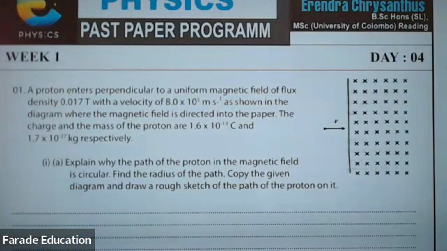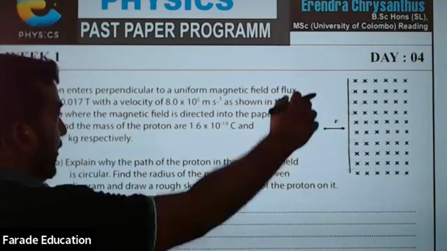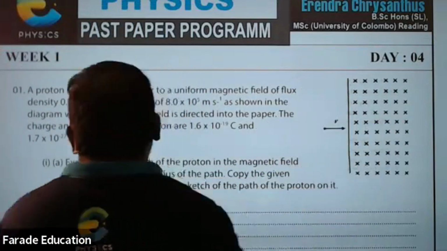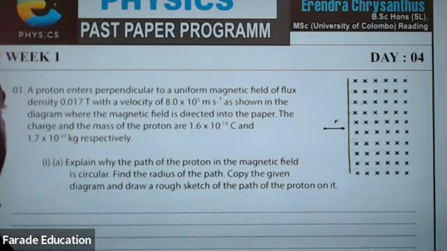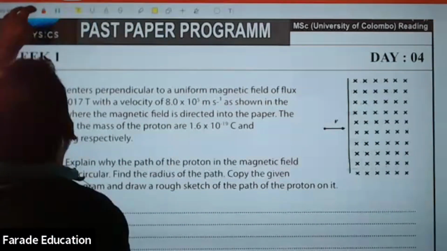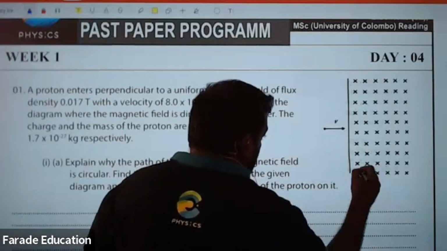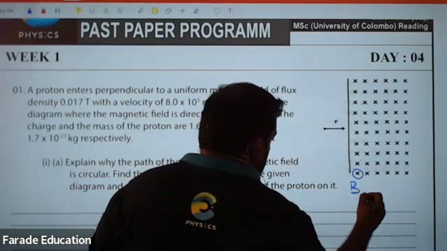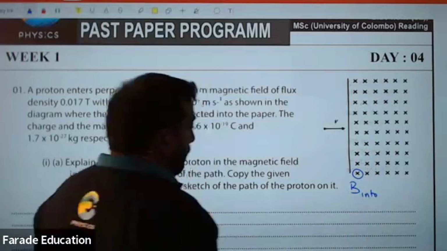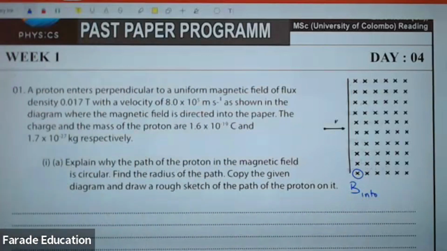A proton enters perpendicular to a uniform magnetic field of flux density 0.017 Tesla with velocity 8 × 10^5 meters per second, as shown in the diagram. That's a proton entering. The magnetic field is directed into the paper.